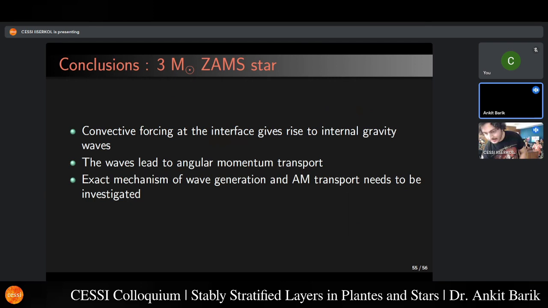So what we find is that convective forcing at the interface drives internal gravity waves, and these waves transfer the angular momentum. But the exact mechanism of radiation and transfer we still haven't investigated.